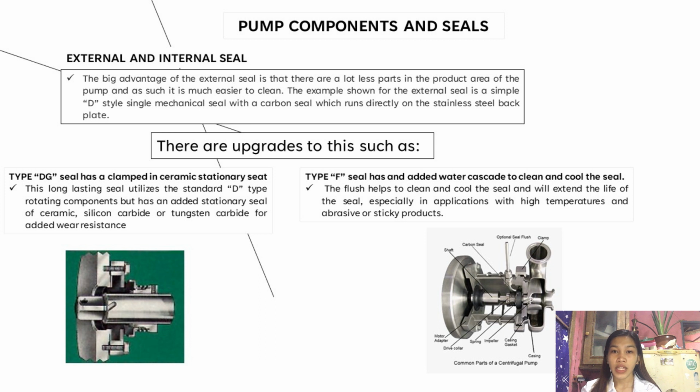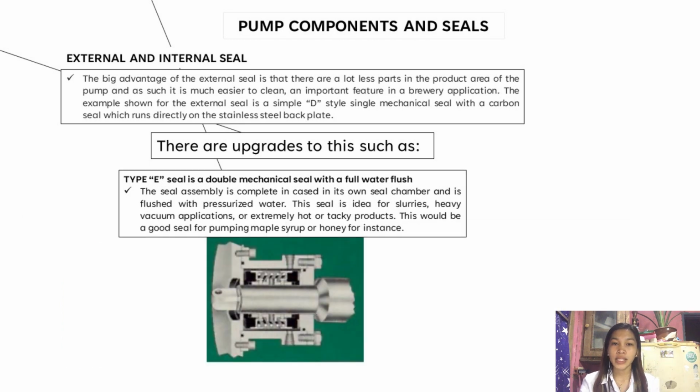Type F seal has an added water cascade to clean and cool the seal. The flush helps to clean and cool the seal and will extend the life of the seal, especially in applications with high temperature and abrasive or sticky products. So the next upgrade is the Type E seal. It is a double mechanical seal with a full water flush. The seal assembly is completely encased in its own seal chamber and is flushed with pressurized water. This seal is ideal for sluggish, heavy vacuum applications or extremely hot or tacky products. This would be a good seal for pumping maple syrup or honey, for instance.